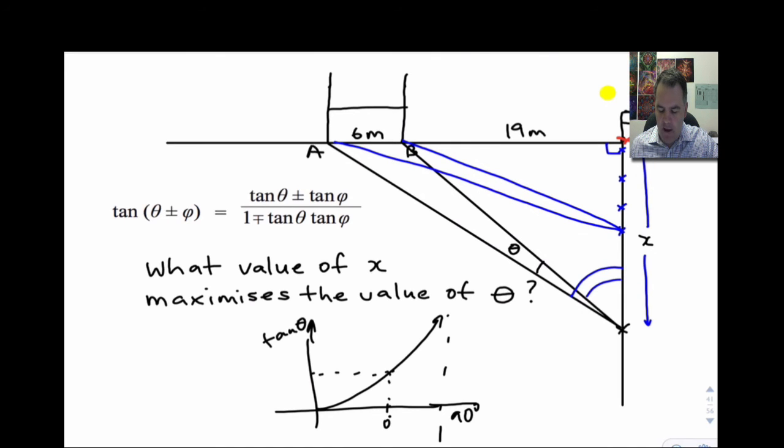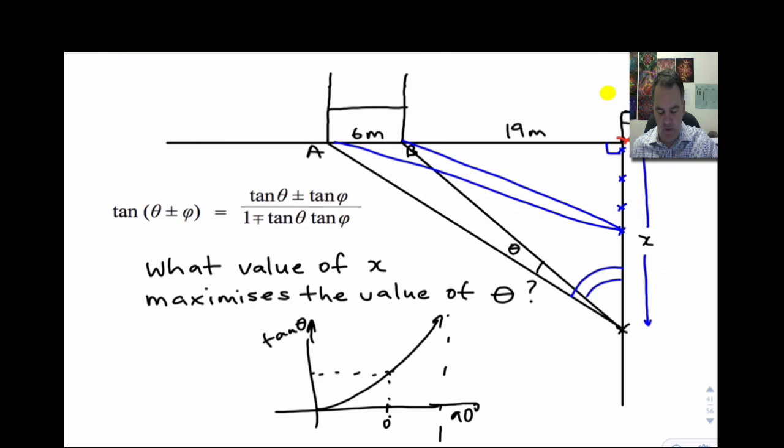to know how far back should the kicker take the ball so that the angle that he sees between the posts from where he's standing is as big as possible. That's what this calculus is all about. It's about maximising, minimising rates of change. So this one here, we want to maximise the value of theta here. And we want to know what value of x maximises that value of theta.